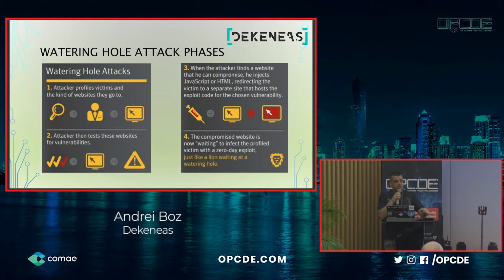Basically, these are the phases of the watering hole attack. Phase one, attacker profiles victims and the kind of website they go to. Attacker then tests these websites for vulnerabilities. When the attacker finds a website that he can compromise, he injects JavaScript or HTML, redirecting the victim to a separate site that hosts exploit code for the chosen vulnerability. The step four is the compromised website is now waiting to infect the profiled victim with a zero-day exploit, just like a lion waiting at the watering hole.